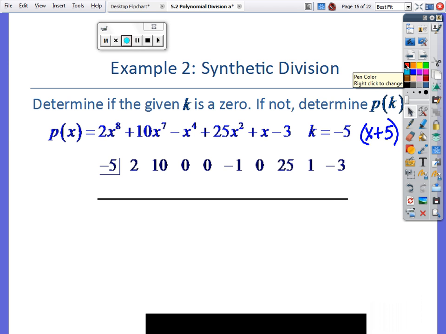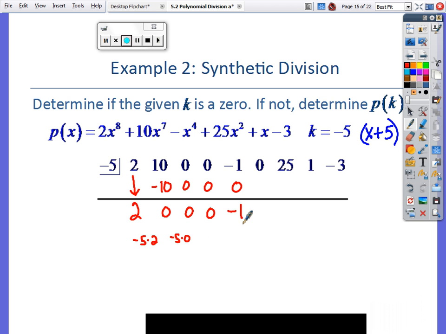Now watch how fast this goes once you get the routine down. We drop the first term. Okay? So the first term is dropped. Then you multiply, add all the rest of the way through. Okay, so here it goes. Negative 5 times 2 is negative 10. That's 0. What's negative 5 times 0? Because we just dropped it, 0. We add. 0. What's negative 5 times 0? 0. We add. Negative 5 times 0. 0. We add. We get negative 1. What's negative 1 times negative 5? Well, it's 5. So I add it in. It's 5. Negative 5 times 5 is negative 25. What's 25 plus a negative 25? 0. What's negative 5 times 0?